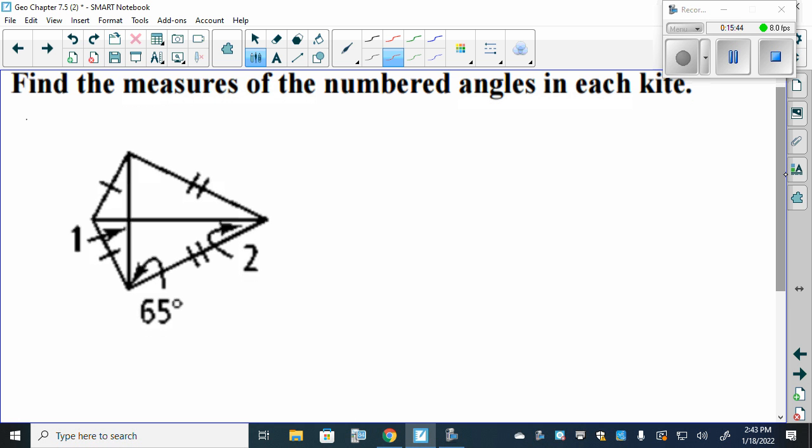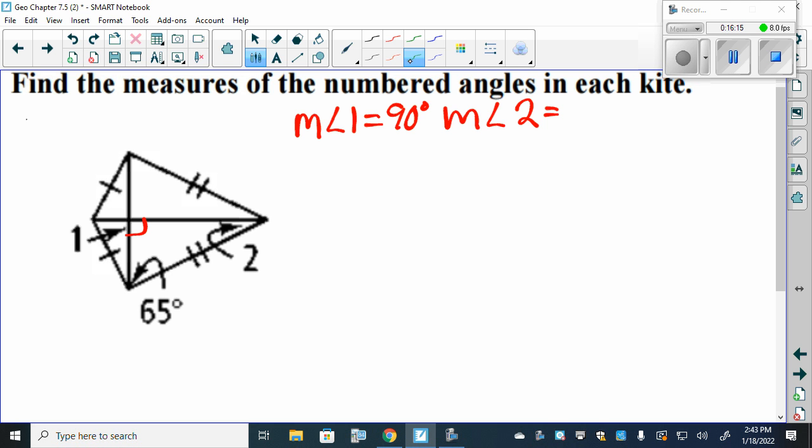Let's look at this one here. Now this one here is wanting us to find the measure of angle 1 and the measure of angle 2. What is one of the angles we know for sure? The measure of angle 1, which is 90 degrees. Because where the two diagonals cross inside the kite will always be 90 degrees. So we just need to find the measure of angle 2.